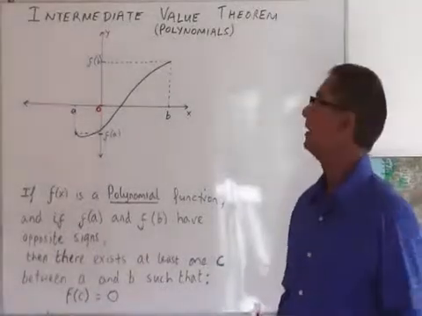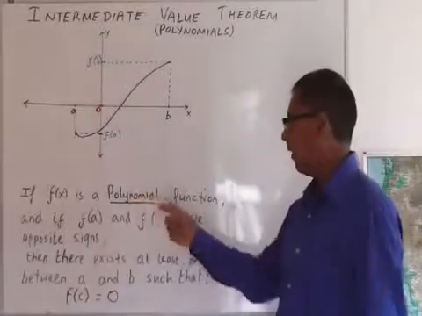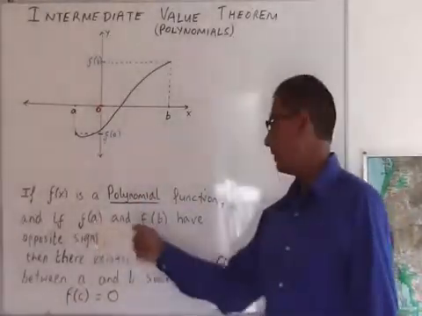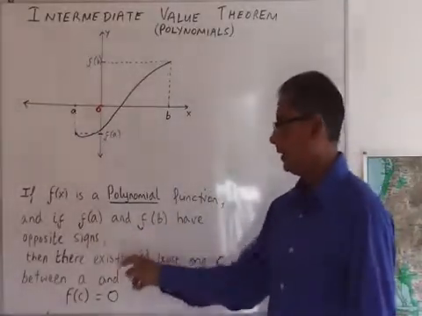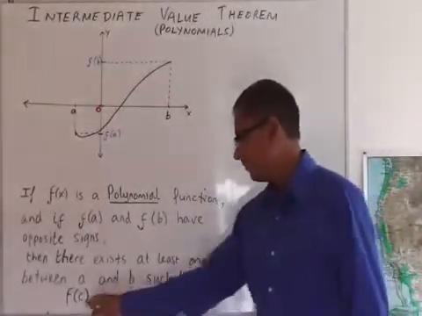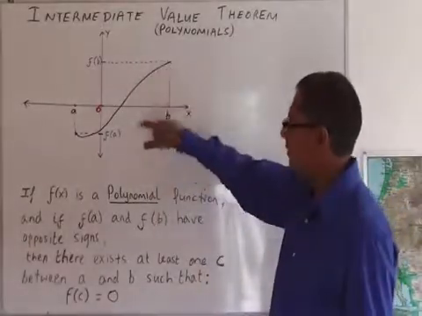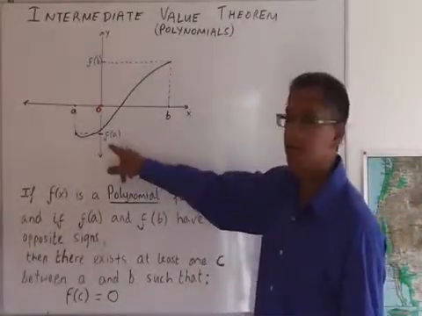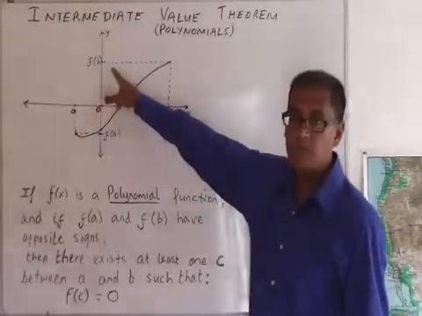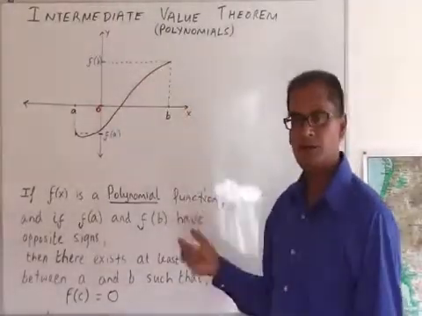With the intermediate value theorem for polynomials, if f of x is a polynomial function, so we know it's continuous everywhere, and if f of a and f of b have opposite signs, then there exists at least one c between a and b such that f of c equals 0. Let's see that again. We have a and b, f of a is now negative, below the x-axis, and f of b is positive, above the x-axis. So f of a and f of b have opposite signs, and it doesn't matter which order.